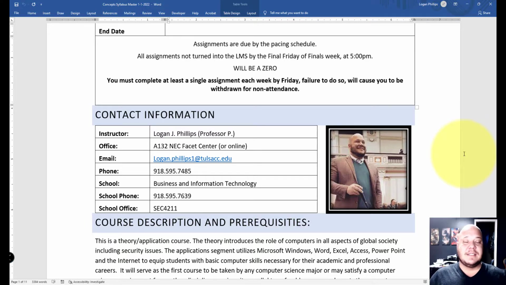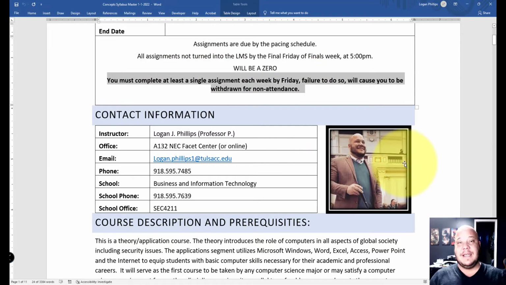Now, if you miss an assignment or your later assignment, all assignments are due by the pacing schedule, but I will allow you to turn in late work to the learning management system up until the final Friday of finals week at 5 p.m. Anything after that will be considered a zero, so keep that in mind. Big piece here, you must complete at least one assignment each week.